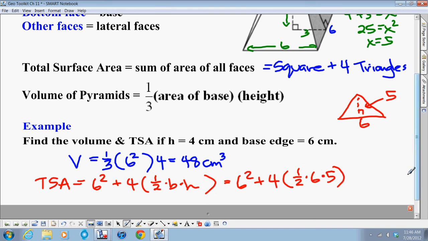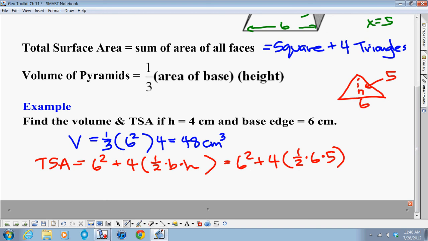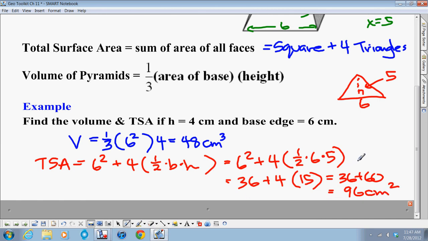All right, so doing a little math here, 6 squared obviously is 36, plus 4. Half of 6 is 3, and 3 times 5 would be 15. 4 times 15 is 60, so we get 36 plus 60. So altogether, when we're done here, we get 96, and that'll be centimeters squared. All right, so that's how you find the volume and the total surface area of a pyramid.